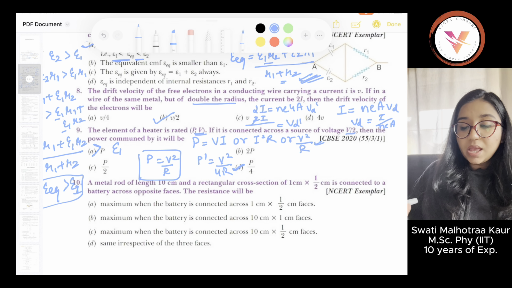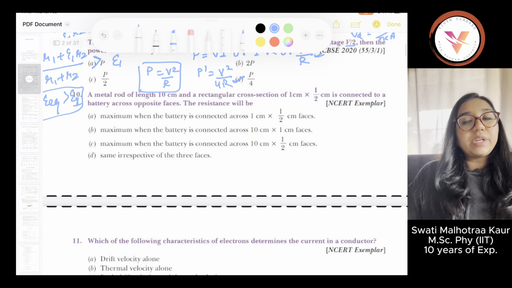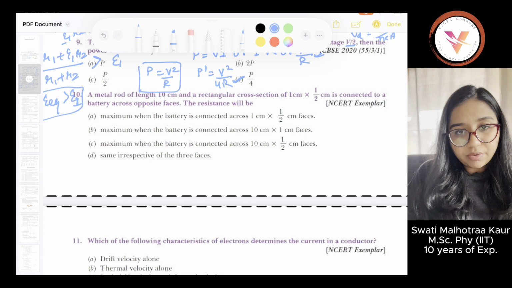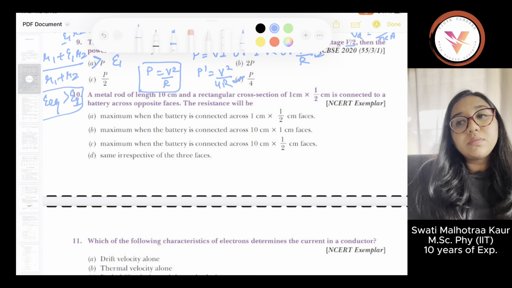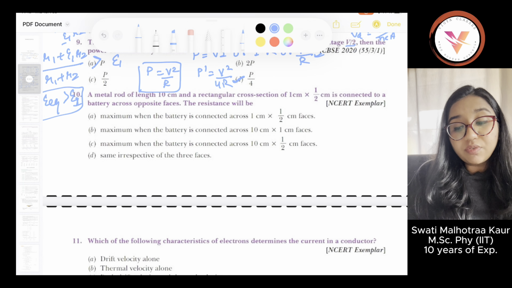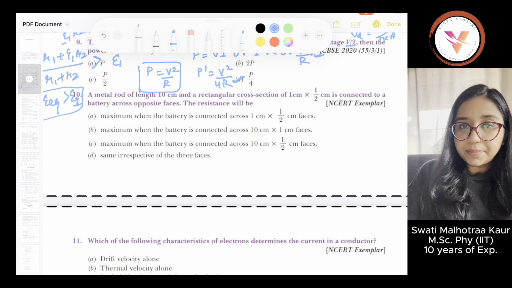Okay. Next, you have to check that for a particular physical quantity you have 2 or 3 formulas, and whatever constants or variables have been given, you have to choose the formula accordingly.